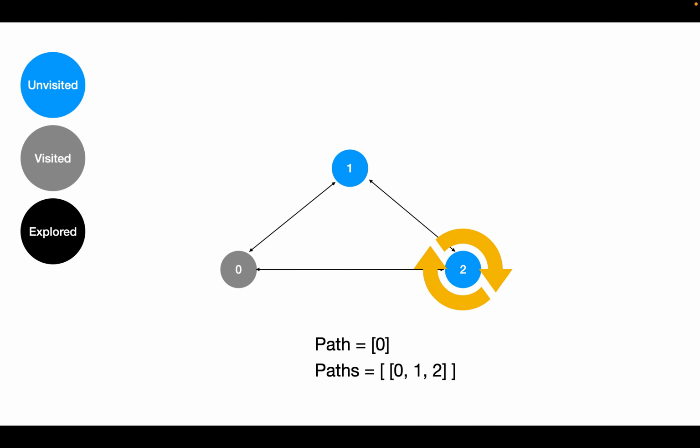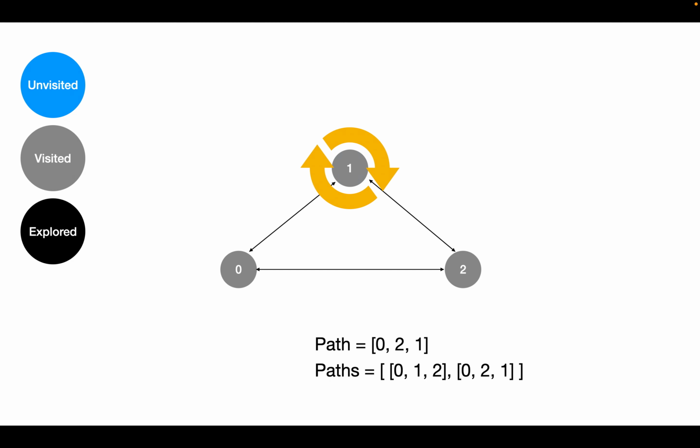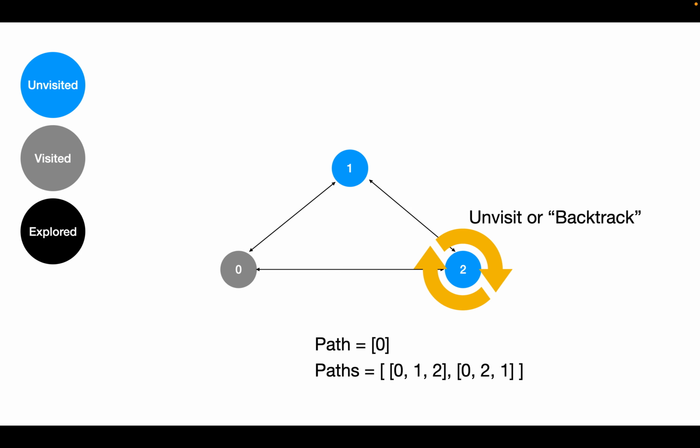Node 2 will be marked visited and added to our path. And we go to node 2's first unvisited child, which is node 1, mark it visited, add it to our path. We found a new path of length 3 through this graph. It also started at node 0, and what we have here is 0, 2, 1. That's the path we just took. So we found 2 paths. We're going to now bounce back up the call stack and mark everything unvisited on the way back up.